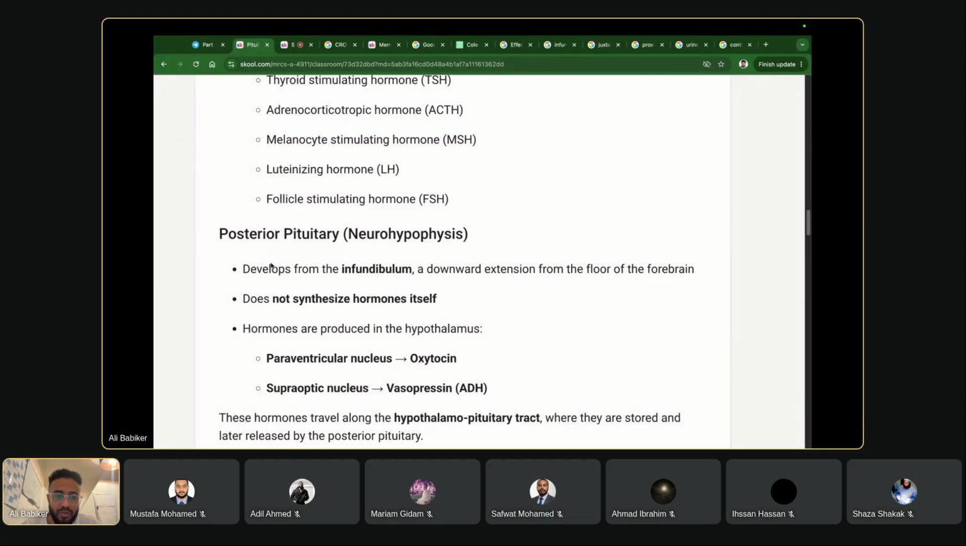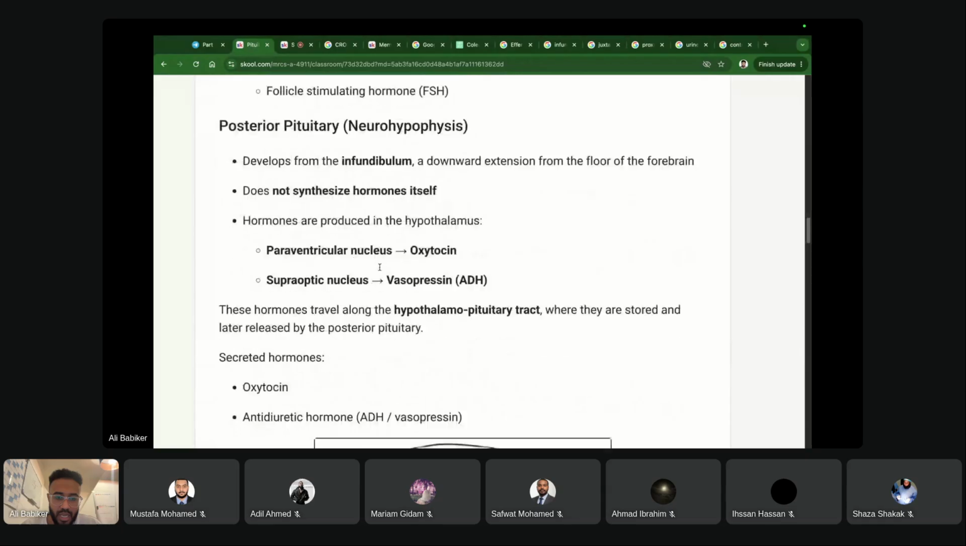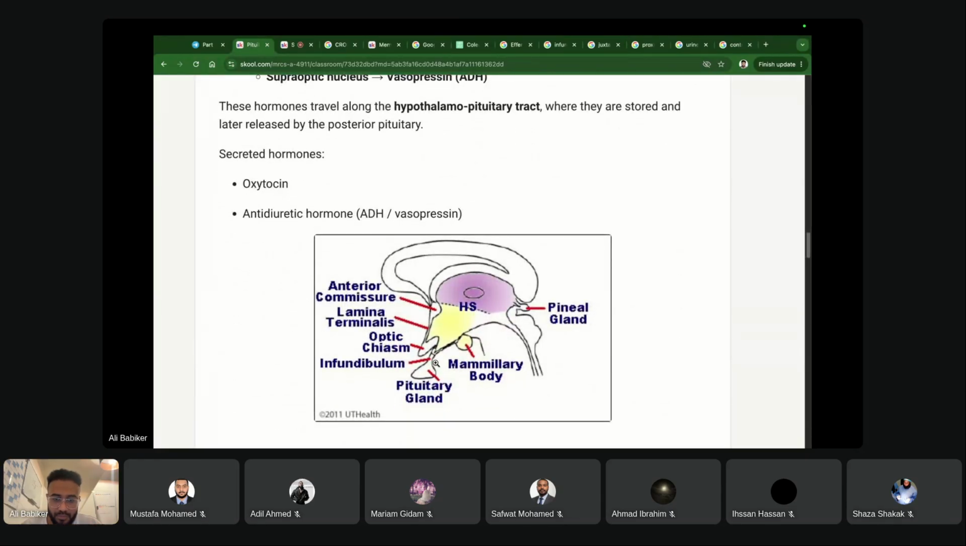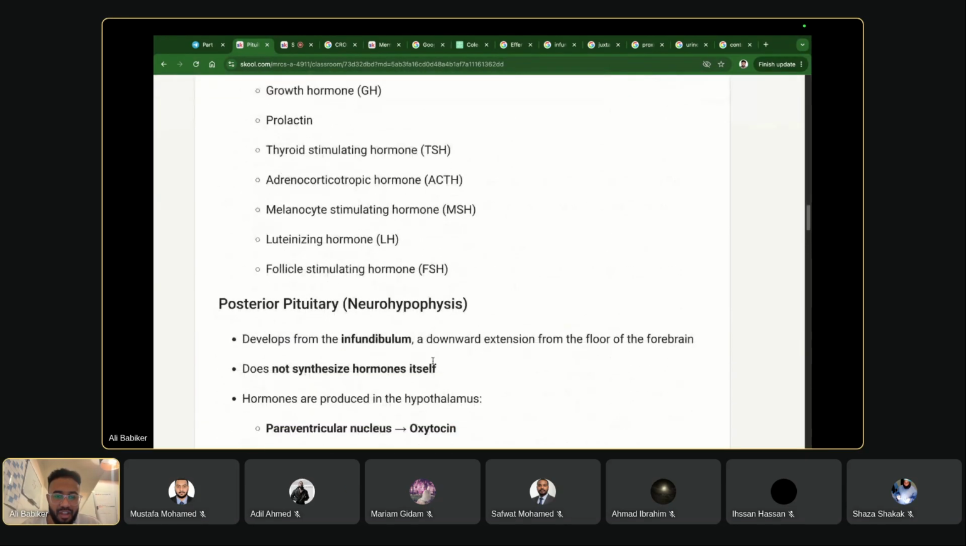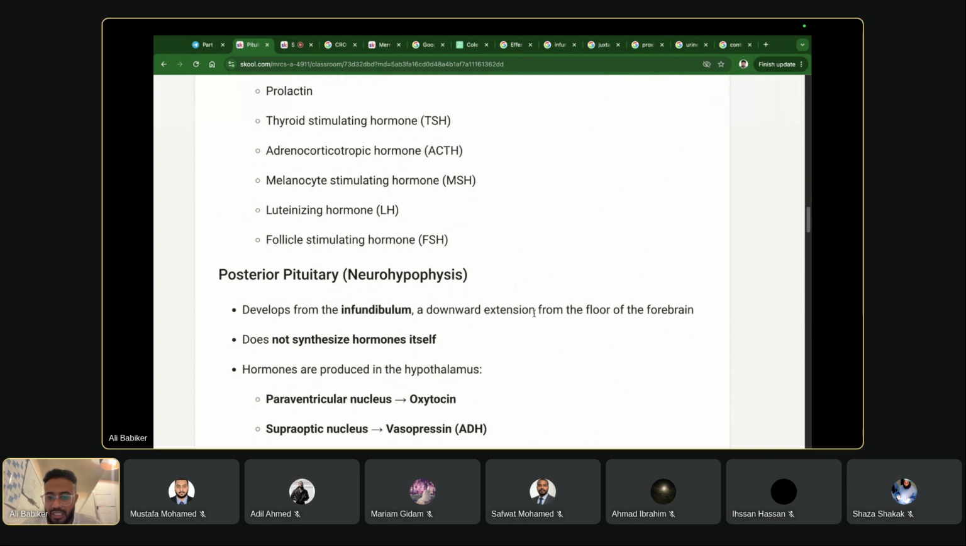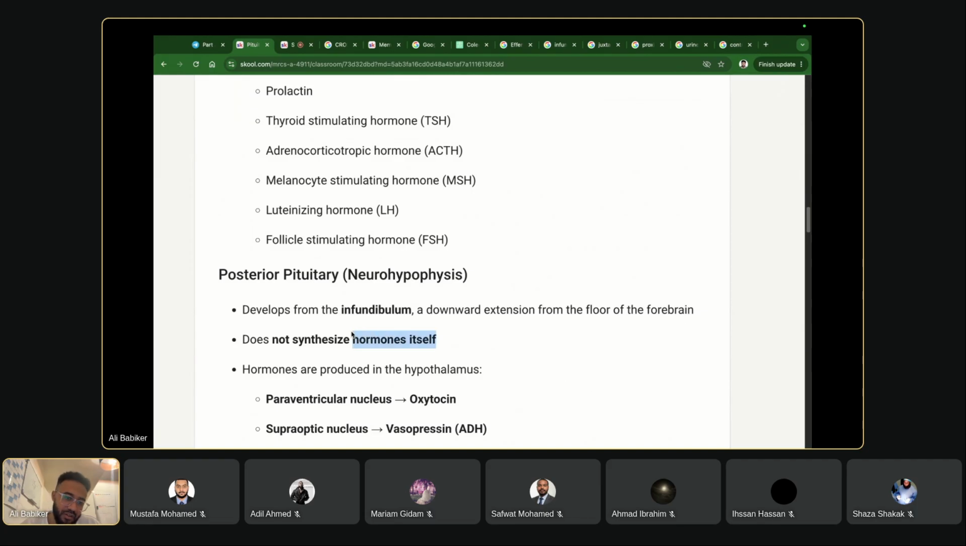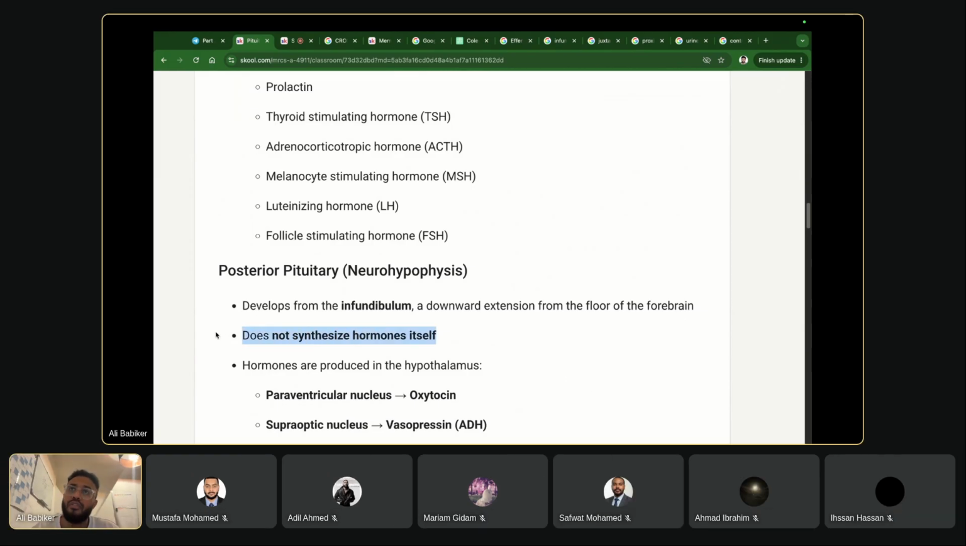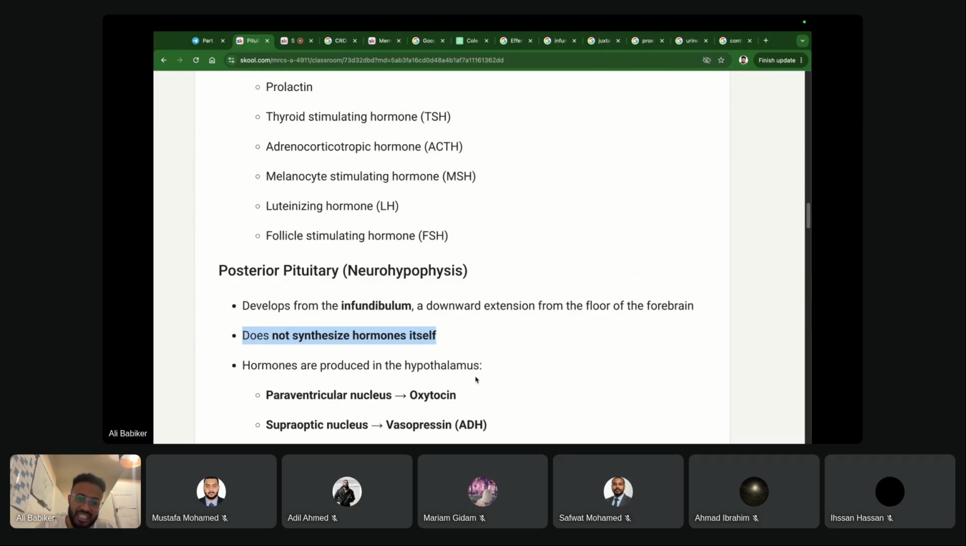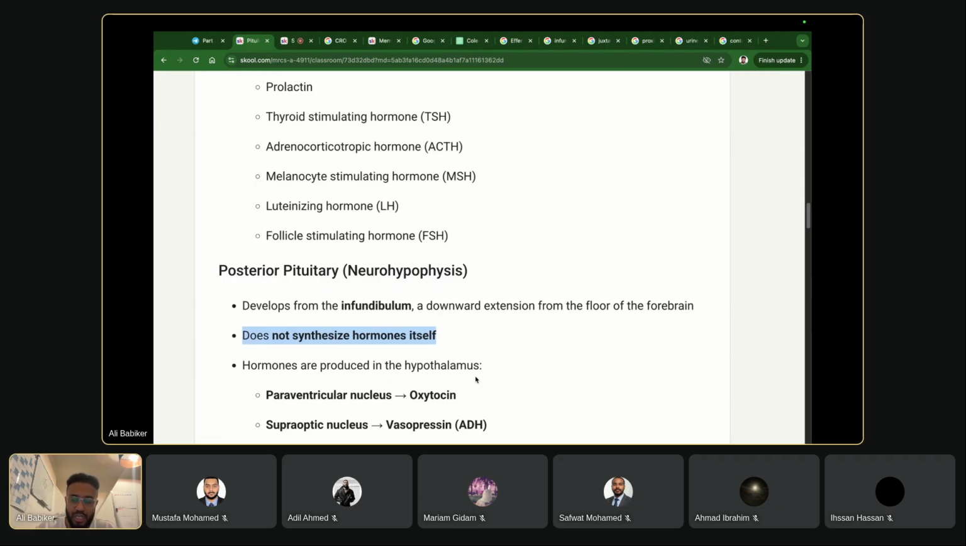The posterior pituitary develops from the infundibulum. This is the infundibulum part, a downward extension from the floor of the forebrain. It does not synthesize hormone itself. So if they ask you true or false, and they say oxytocin is synthesized from the posterior pituitary, the answer is wrong. It's just stored in the posterior.